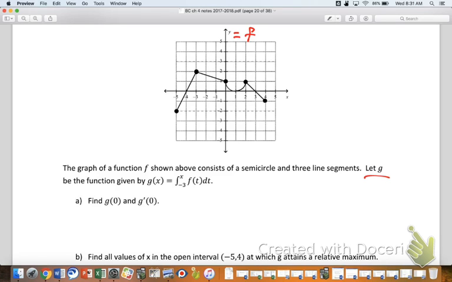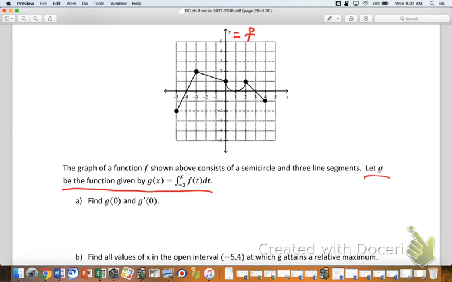Then it says let g be the function given by g of x equals, and this is very different, right? We are used to seeing g of x equals sine of 2x, or g of x equals 5x squared plus 3, or e to the x, or ln of something, whatever. But this is a really kind of unique and new way of looking at this. This is what we call an accumulation function. So we're basically saying that g of x is equal to the accumulation of area on f from -3 to wherever x is. Does that make sense? So we call this an accumulation function.